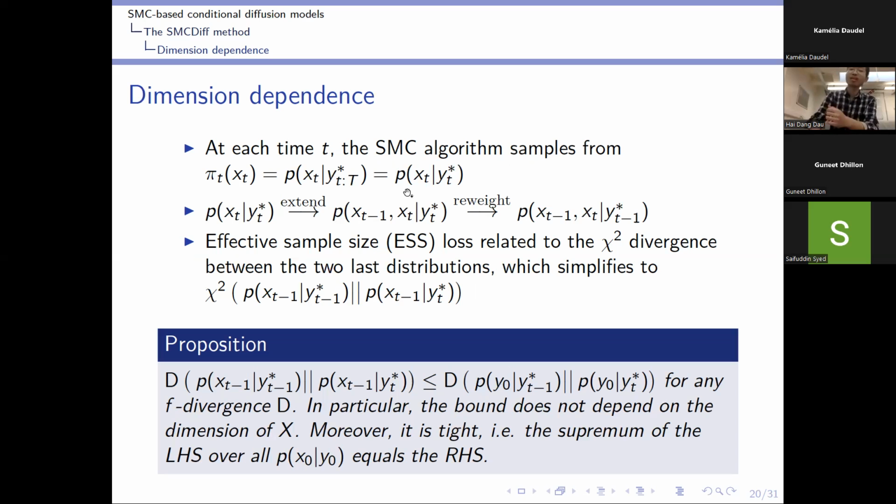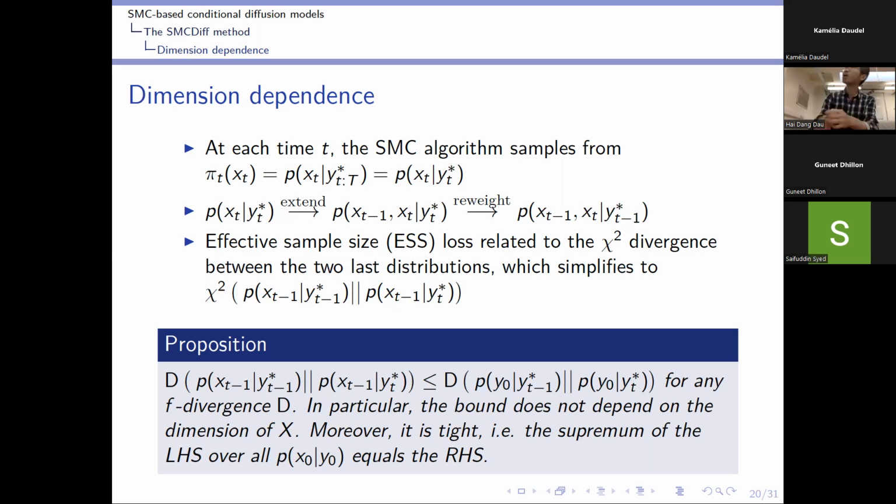Sorry. So what you are doing is that, okay, you have p(xt | yt*), you extend it into p(xt-1, xt | yt*), and then you reweight it to get p(xt-1, xt | yt-1*).